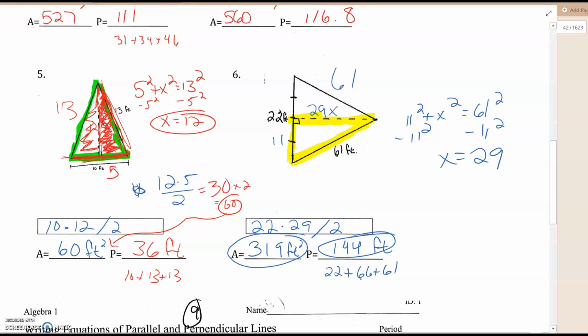Then I need 1/2 base of my whole triangle times the height. So I'd have to do 22 times 29 divided by 2 to give 319. And then add up all the sides would give me 144.